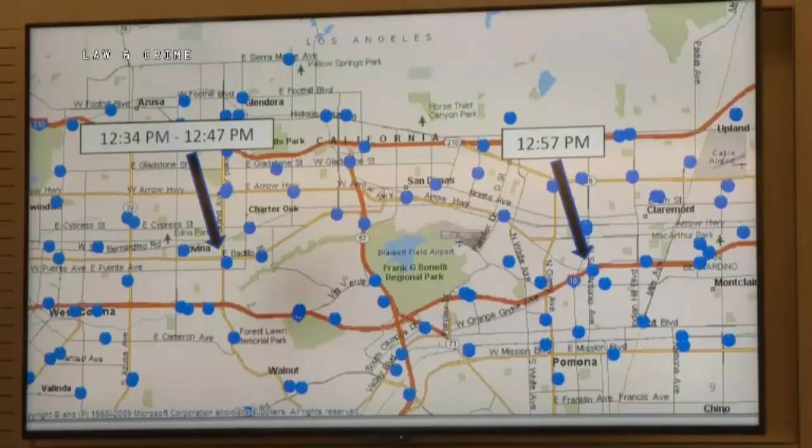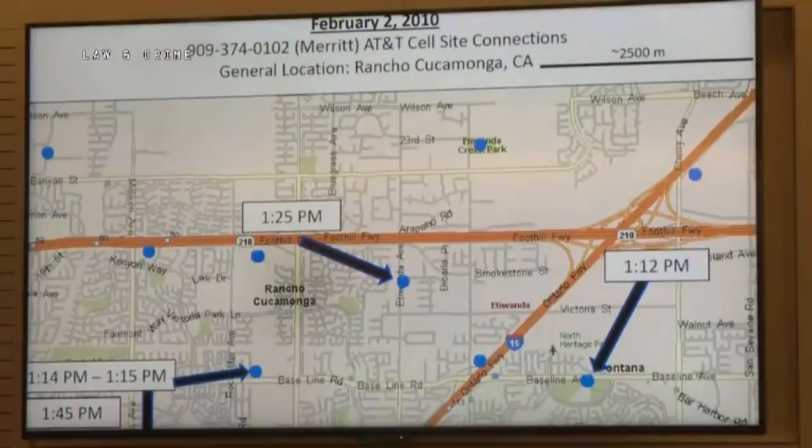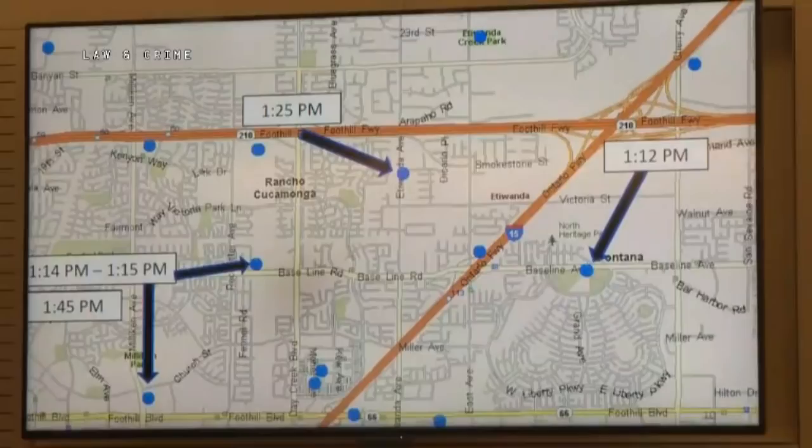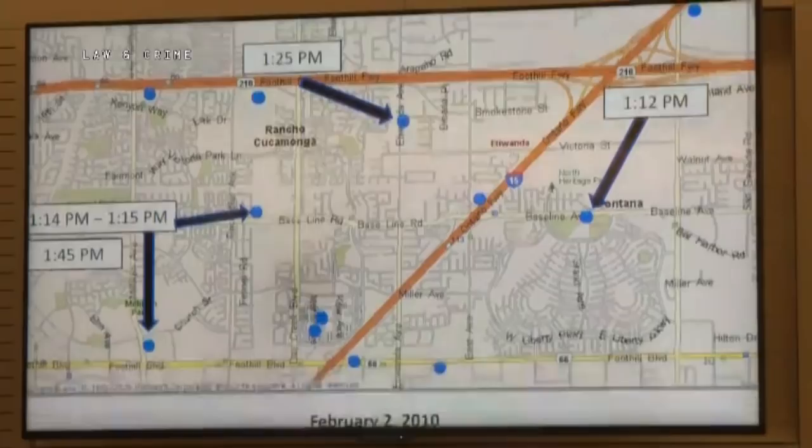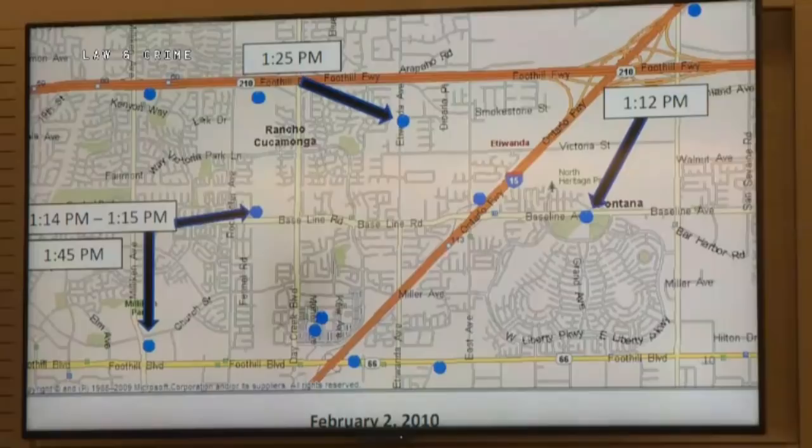451 or 2? What's our next one? 452. Again, this is February 2nd. And this is a series of cell tower connections in the Rancho Cucamonga area starting at 1:12 p.m. Baseline Avenue just slightly to the east of Interstate 15. And then through 1:45 p.m. in the same general area. And that same general area is near where the defendant's residence is understood to be? Yes, the calls at 1:14, 1:15, and 1:45 are consistent with those two towers that are near his residence. Can you put that magic circle with a DR on it as well, please? Yes.